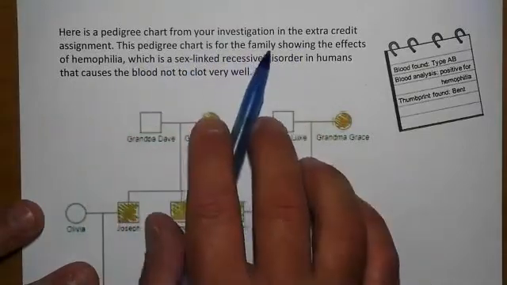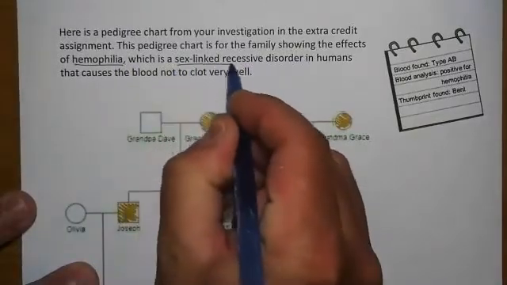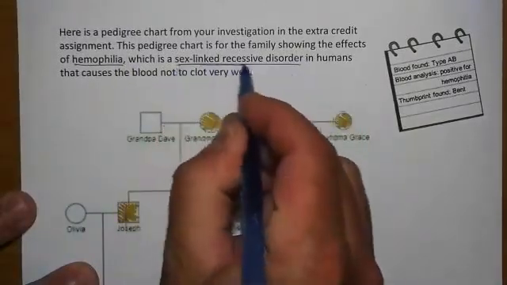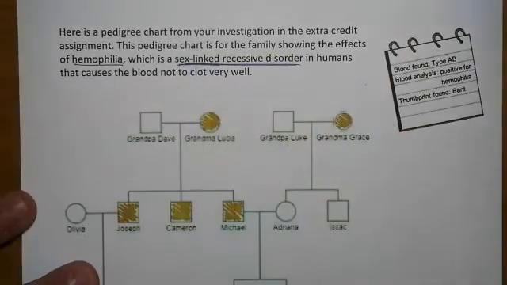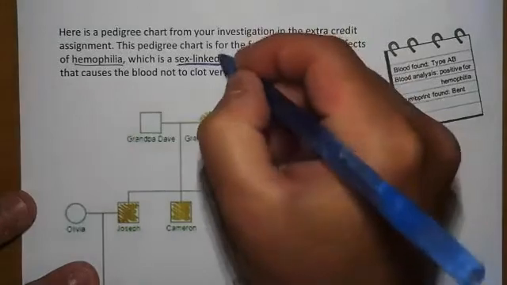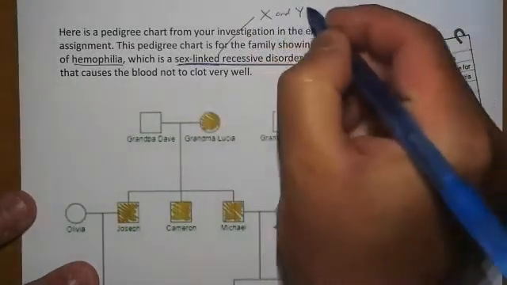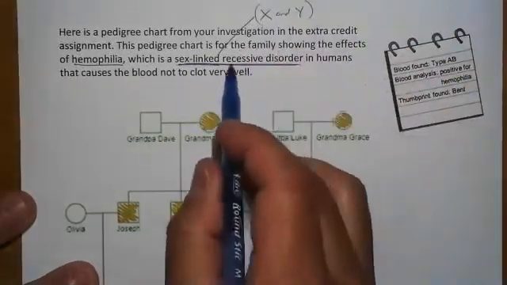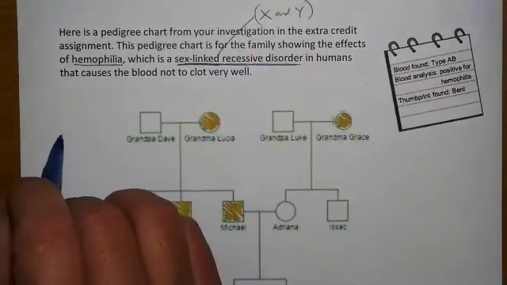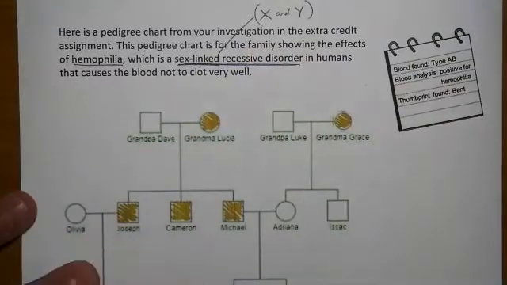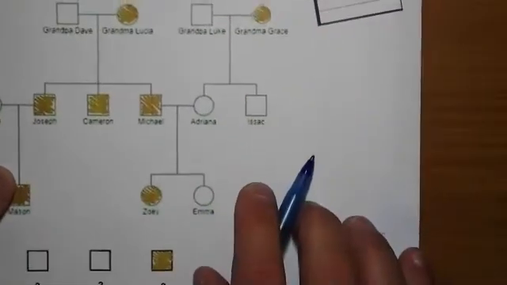The pedigree chart is for a family showing the effects of hemophilia, which is a sex-linked recessive disorder. Okay, a lot of information in there. First of all, it's sex-linked. So that should be ringing a bell, going ding, ding, ding. That means you got X and Y. It's recessive, so that means you only have hemophilia when it's a lowercase letter. Okay, so a lot of figuring out here. I want to do the letters on the side this time, a little more room.